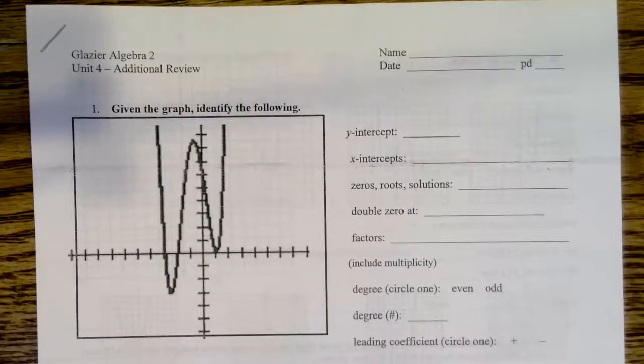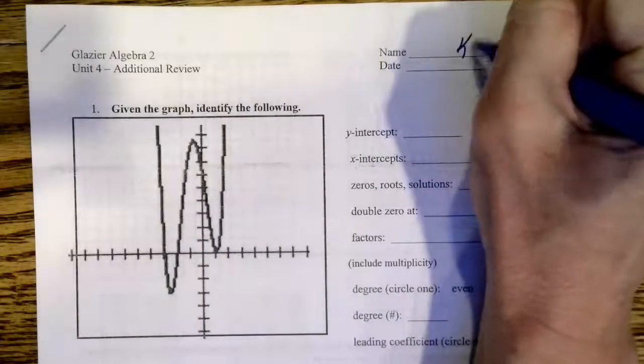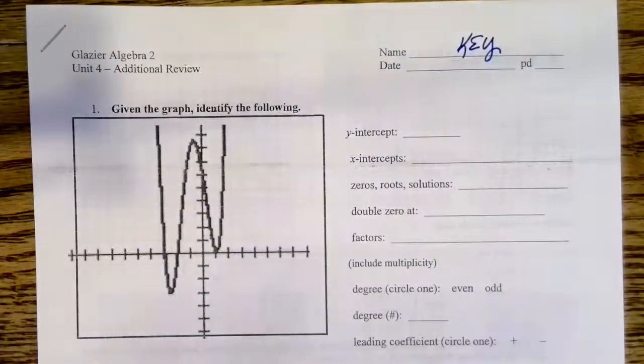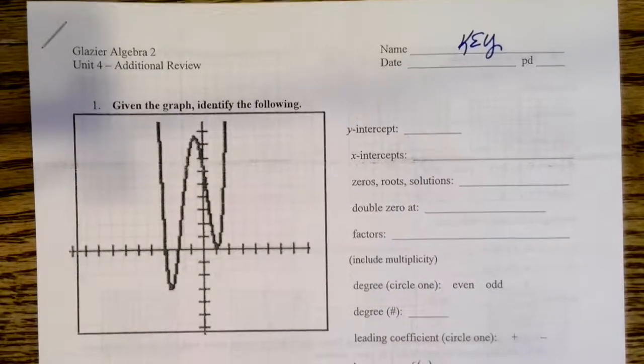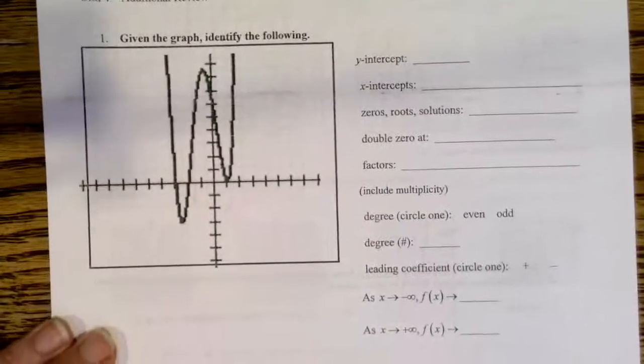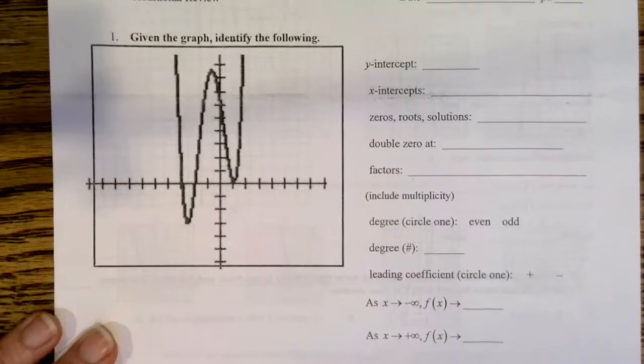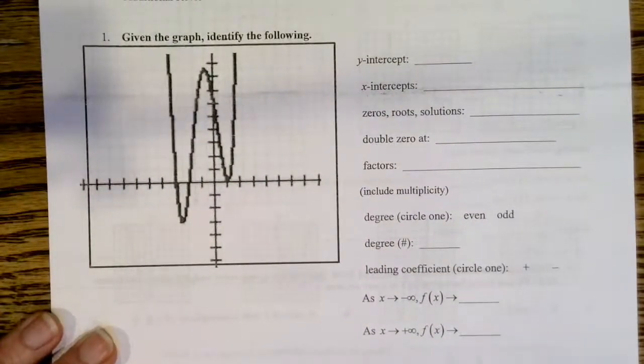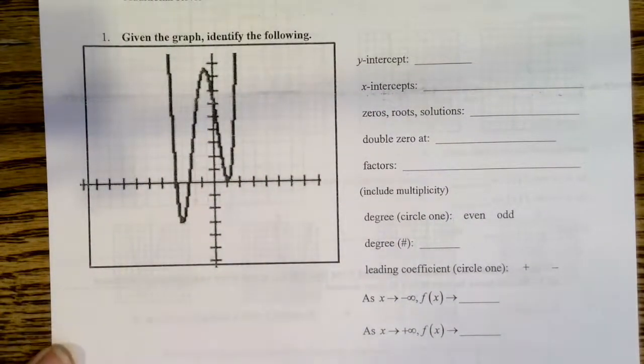All right, so here's the additional review. It's optional. Kind of one of those, if you want to do well on the test, do the review. The one who's doing the work is the one getting smarter. If you want to learn math, you have to do math. So here we go. Given the graph, identify the following.